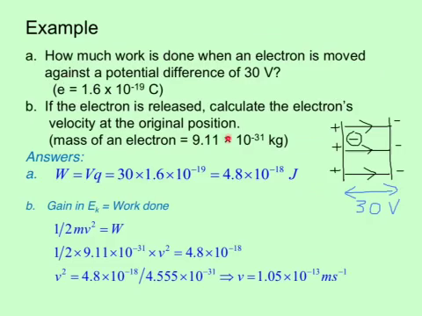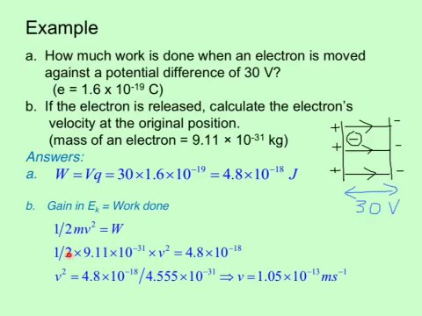With this example, we can just refer to this diagram here. An electron is being moved from this plate to that plate against a potential difference of 30 volts, and you are asked to calculate the work done in moving the electron. Once the electron is at this plate, it is then released so that it goes back to the other plate. Then you are asked to calculate the velocity of the electron once it gets to this plate.